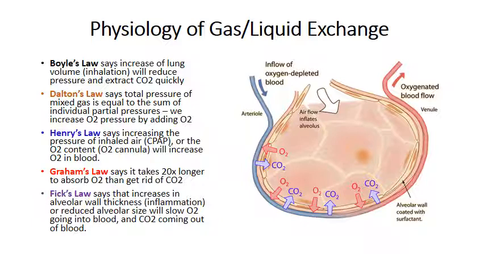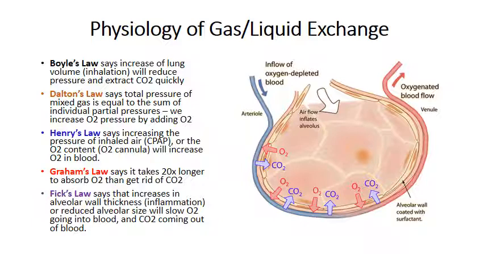And Fick's law says the increases in alveolar wall thickness, inflammation from disease, or reduced alveolar size, such as occurs in pneumonia because of the blocking of so many of alveoli, will reduce the amount of O2 going into the blood and the amount of carbon dioxide coming out.